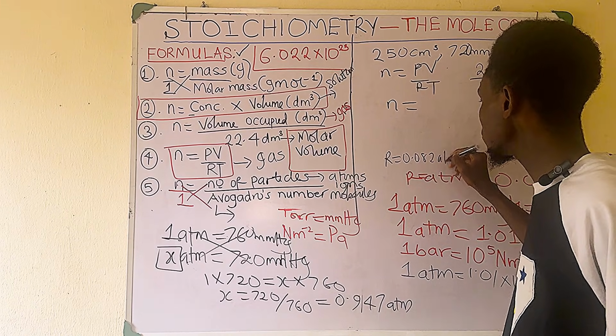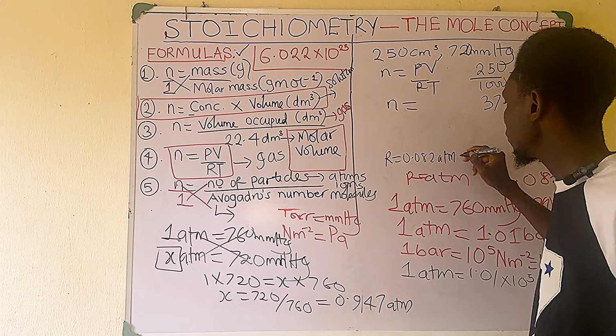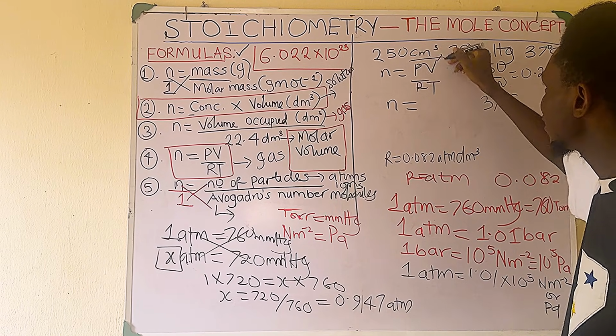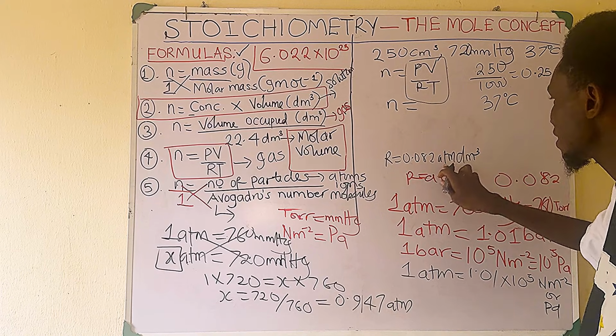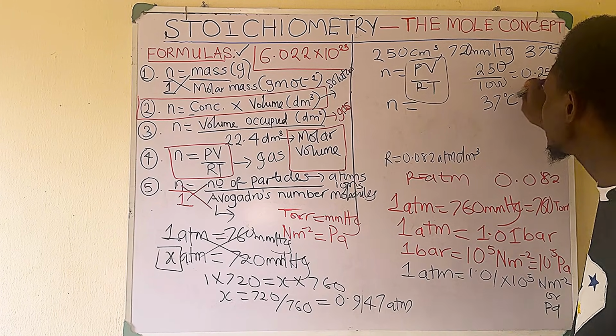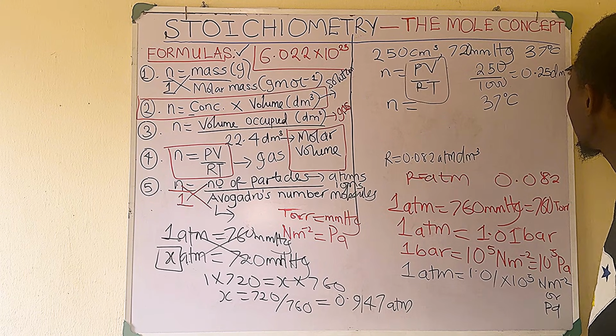0.082 atmosphere. Then we have dm cube. So it means that all the different things here must have this unit. Atmosphere, pressure. We have converted pressure to atmosphere. Volume now must be in dm cube. So this one is dm cube now.